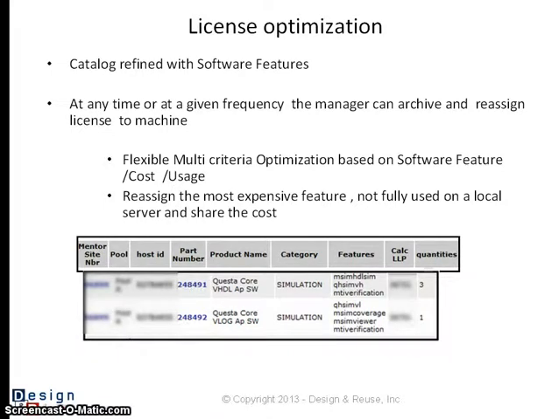If this site does not use fully the simulator, he will make what we call an arrangement. He will share this license on the local server so that the new demanding guys can share this license. So he can reassign the most expensive feature not fully used on the local server and share the cost. So this is very clever. It's not only usage, but it's also price, and he finds the solution in an optimized way.